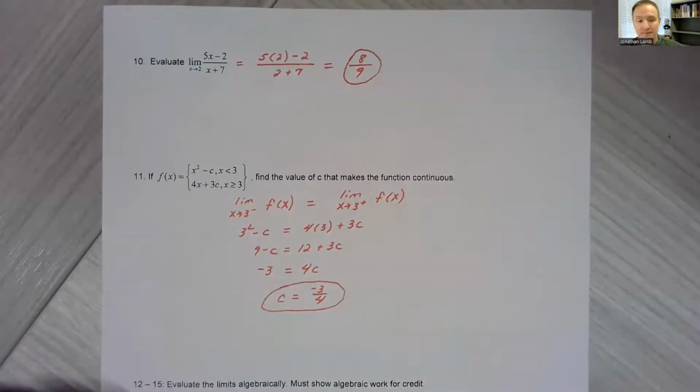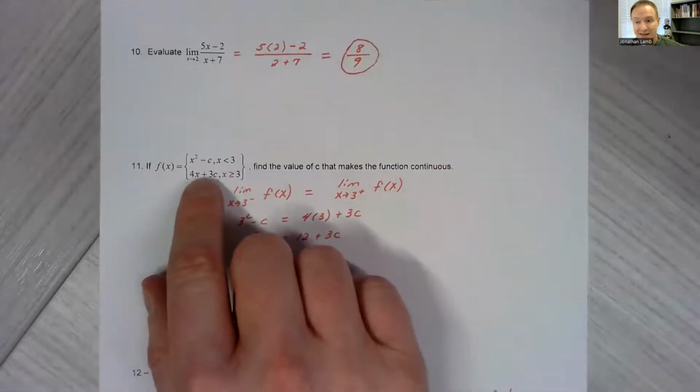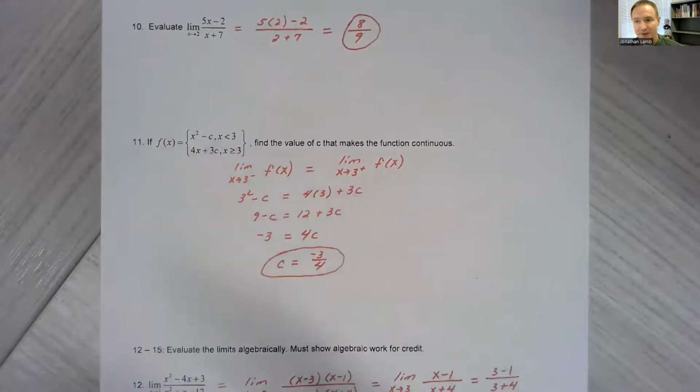The next one, I will give you two continuous functions inside of a piecewise function and ask you to make the piecewise function continuous. So in this problem, it's important that you understand the only value where this could possibly be discontinuous is at the point where these two are supposed to link up.